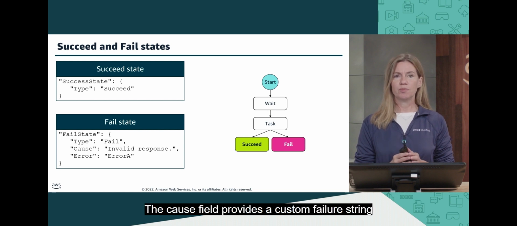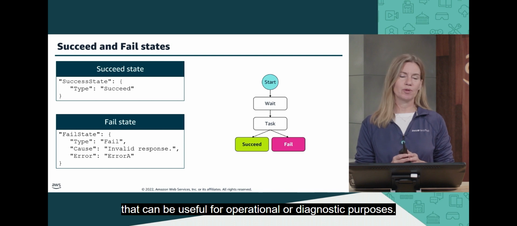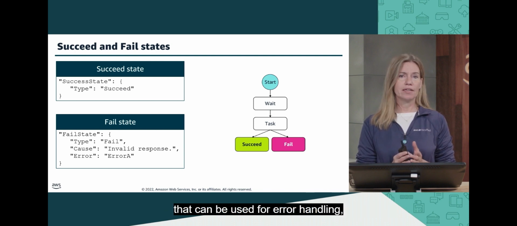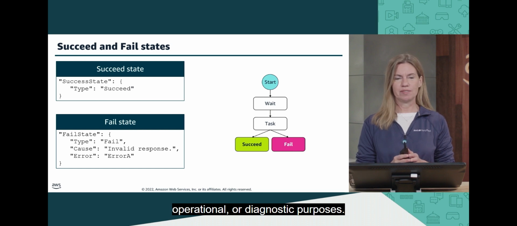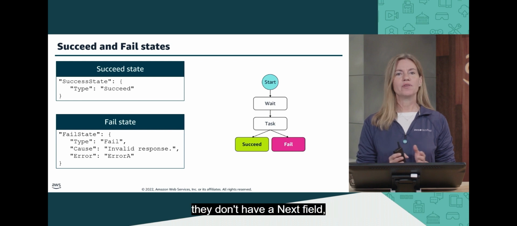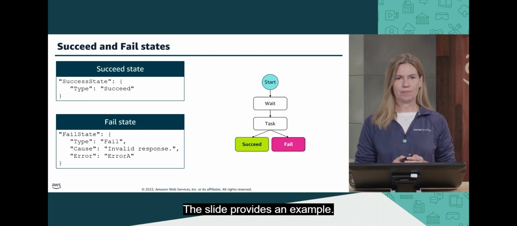The cause field provides a custom failure string that can be useful for operational or diagnostic purposes. The error field provides an error name that can be used for error handling, operational or diagnostic purposes. Because fail states always exit the state machine, they don't have a next field, and they don't require an end field. The slide provides an example.